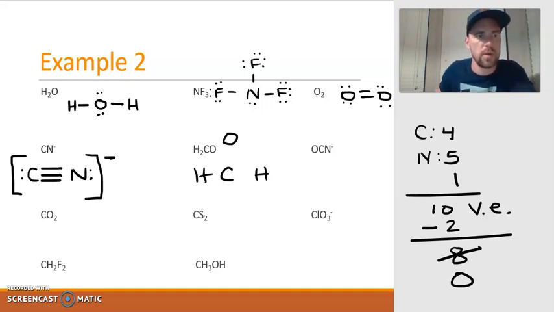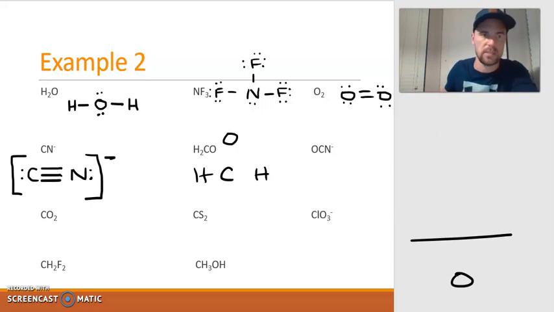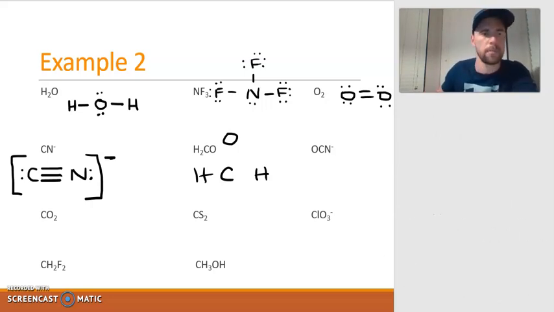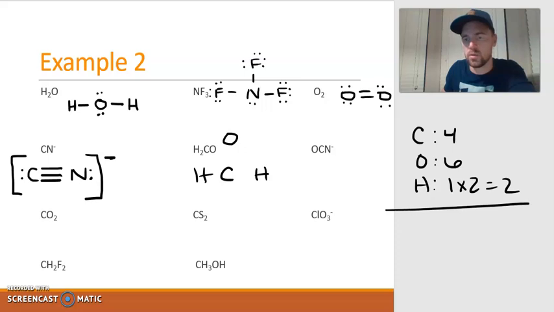Okay, so let's go ahead and start counting up my number of valence electrons. Give ourselves some more space here. Let me erase everything. There we go. All right, so we have carbon has 4 valence electrons, oxygen has 6, hydrogen has 1, but there are 2 of them. So it looks like we have 12 valence electrons.